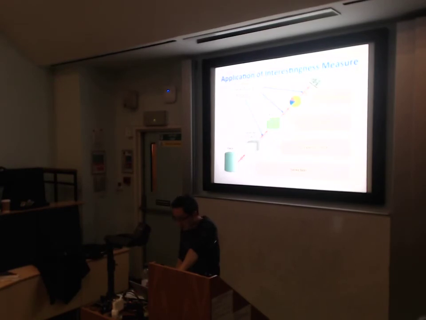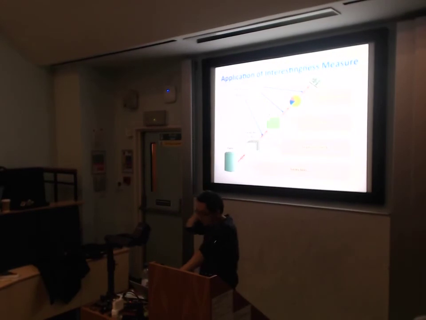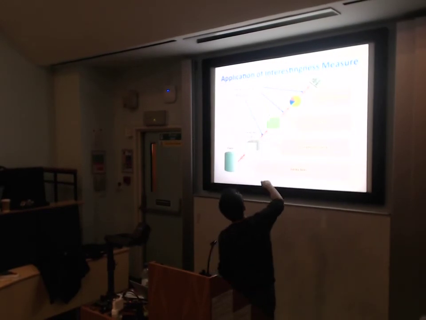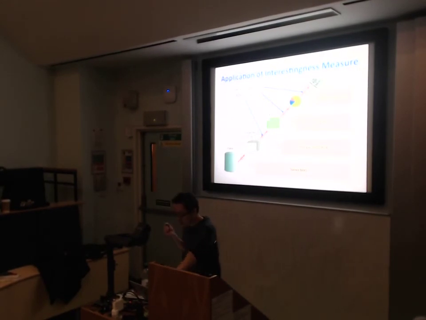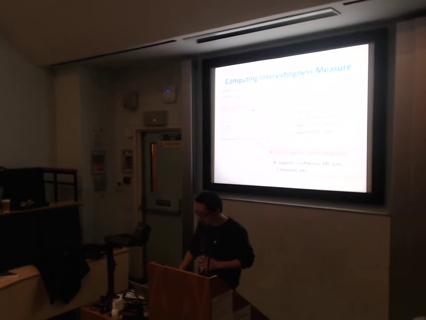Interestingness measures can be used at different stages. You can use them in the beginning, perhaps to filter out some of the data. During the process, you can use them as a measure or as a criterion. And then perhaps in the post-processing stage, you can use them as a measure, a criterion, or a metric.